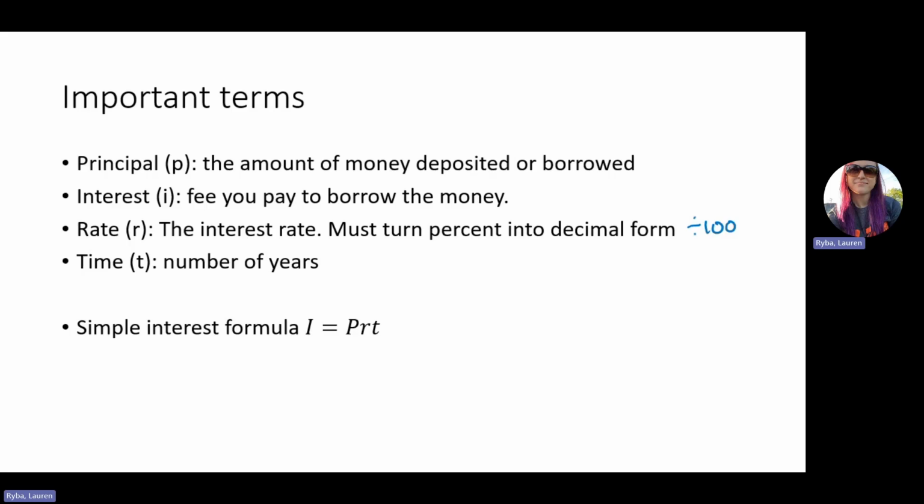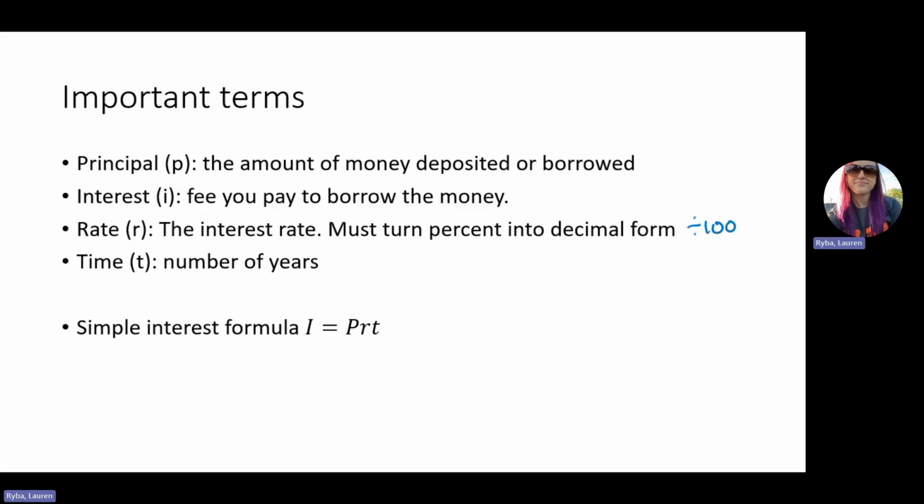And then time, T, is always representative of the number of years. So time is always in regards to years. So if you're given a value in terms of months, you have to turn that into a fraction or decimal form of how many years that is. So 3 months would be a quarter of a year, 0.25. 6 months would be half a year, 0.5. Always relating it in terms of years.